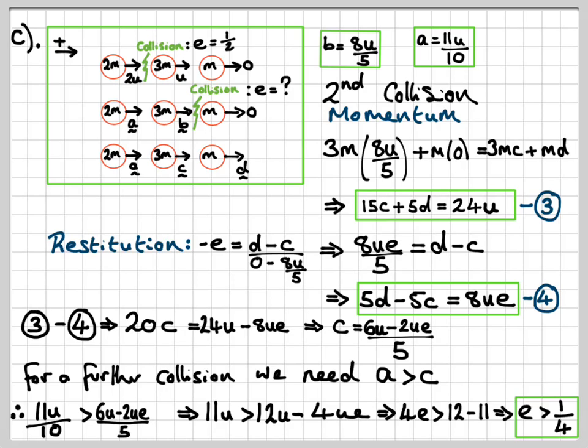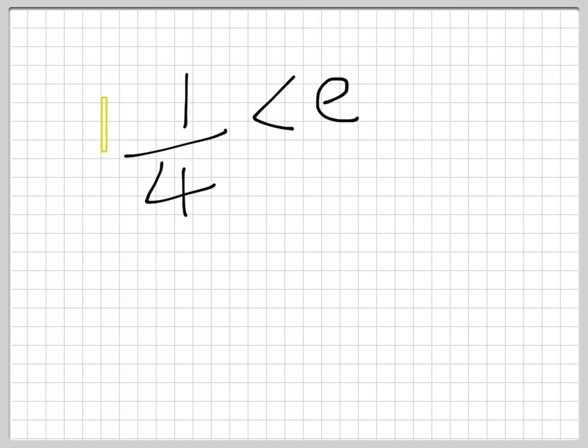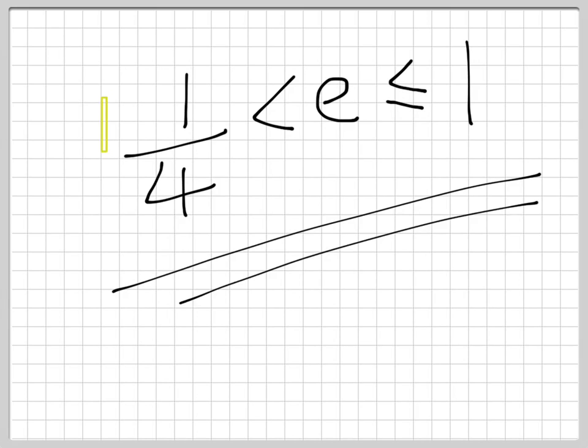Okay, there's one final thing that I should do on this problem to make sure I get full marks, and that's to say that, well, E is greater than 1/4, however we also know that E should be bounded above by 1, so to finish this off properly, what I'm going to say is E is greater than 1/4, but it's less than or equal to 1, and that will earn us full marks.